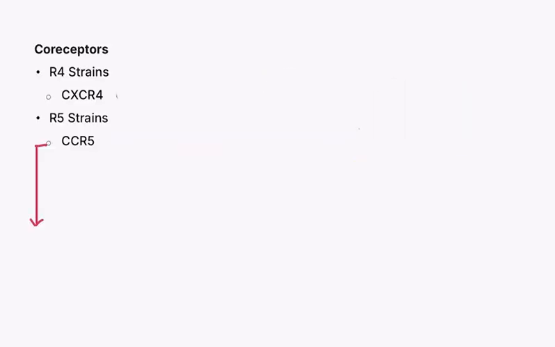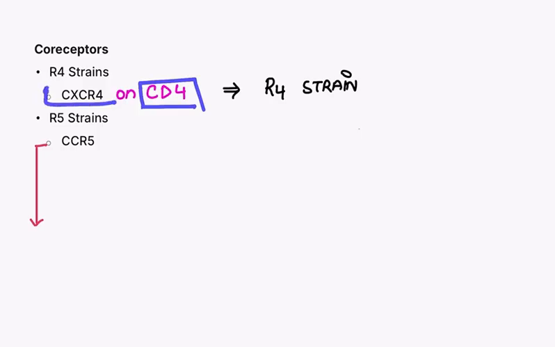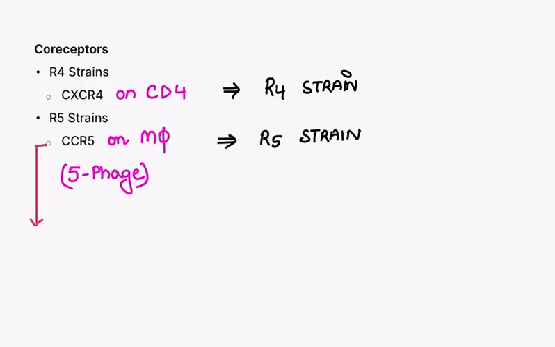So what are these exactly? When I talk about CXCR4 or I talk about CCR5, you can see from their name. CXCR4 is going to be on CD4 T cells, and that is why that HIV which will come and enter the CD4 T cells via CXCR4 will be known as the R4 type of HIV. On the other hand, CCR5 is going to be present on macrophages. So 5-phage, CCR5 is going to be present on macrophages, CXCR4 is going to be present on the CD4 T cells. Any HIV that is entering CXCR4 will be known as the R4 strain. Any HIV entering CCR5 on the phage or macrophage is going to be known as the R5 strain.